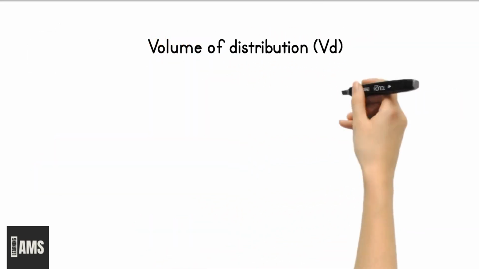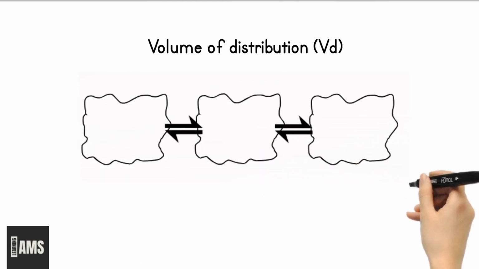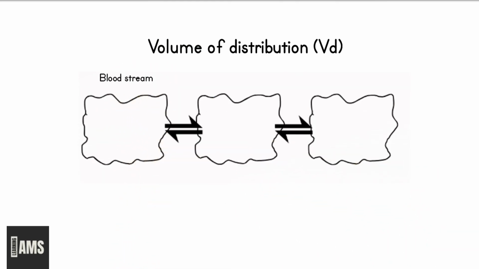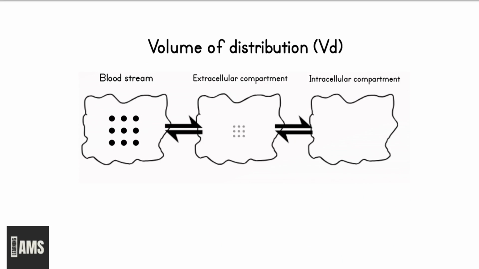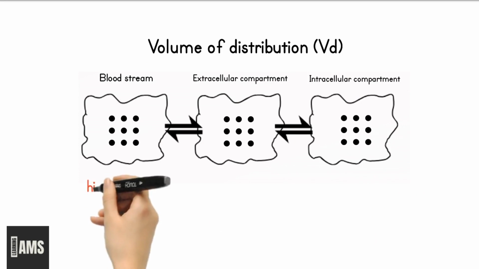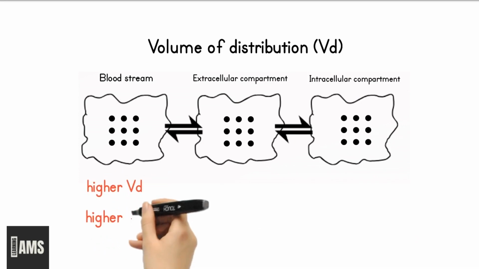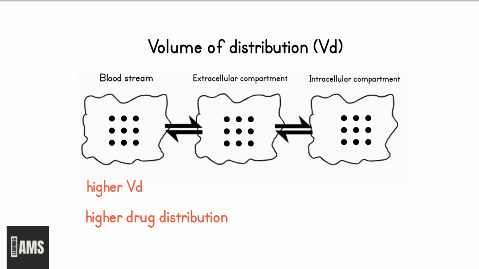The volume of distribution is a key pharmacokinetic parameter that determines how extensively a drug is distributed throughout the body. It is defined as the volume in which the amount of drug would need to be uniformly distributed. The higher the volume of distribution, the more the drug is distributed to the tissues.